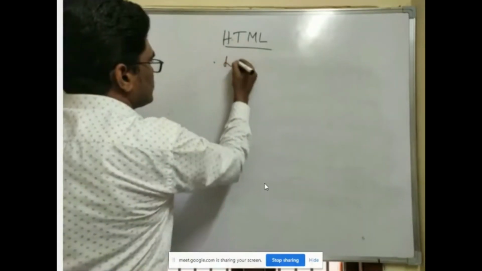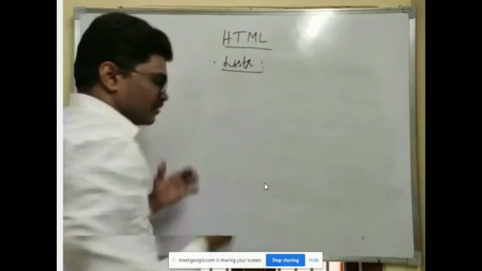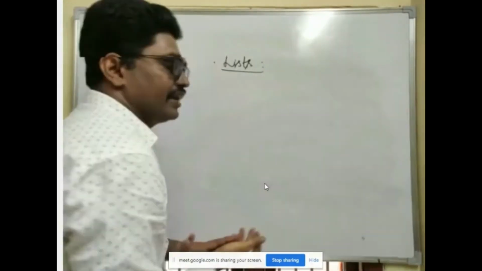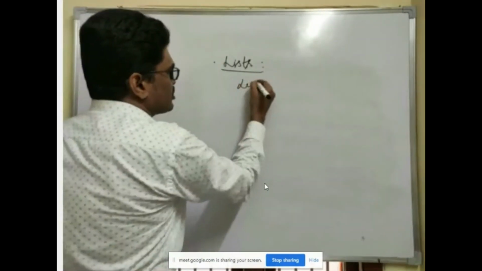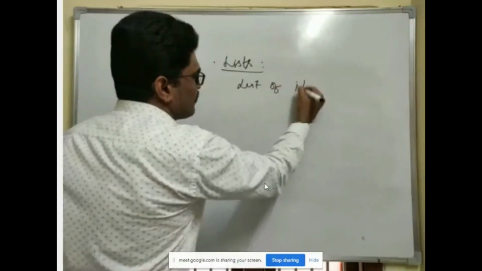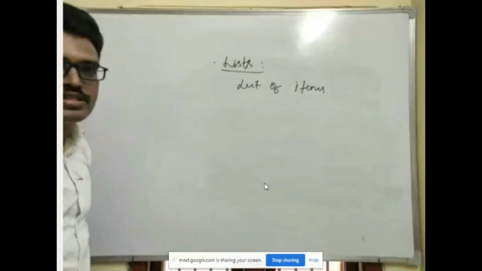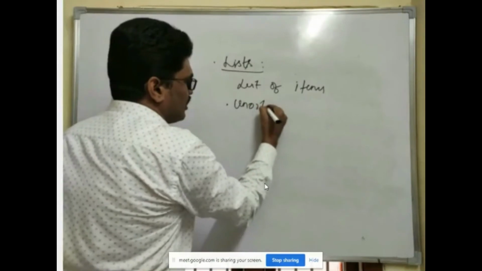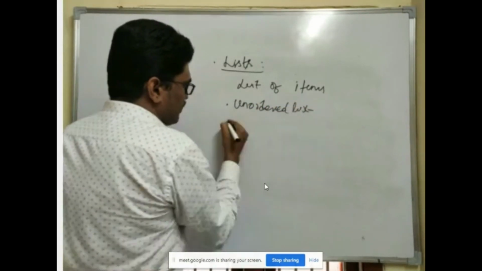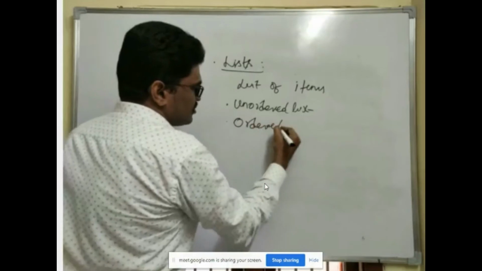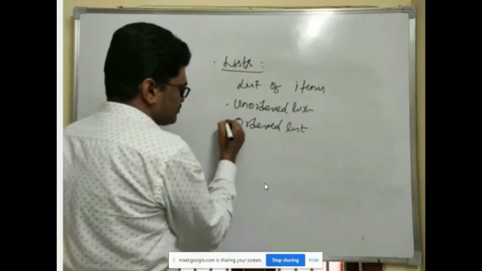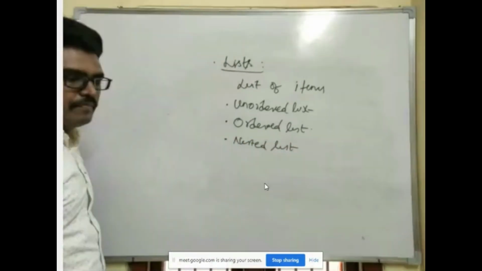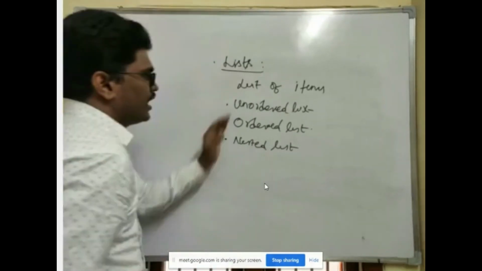One important concept is lists in HTML. How to display lists in HTML. A list is a collection or sequence of items. There are different types of lists. One is called unordered list, the second one is ordered list, and a nested list. Each of them is going to display a list of items.